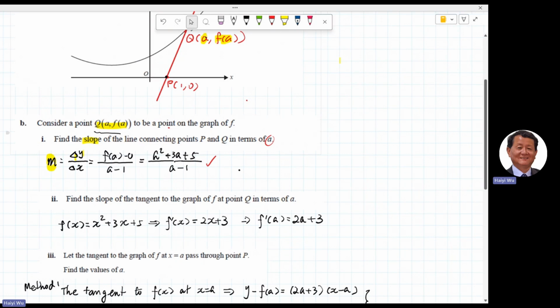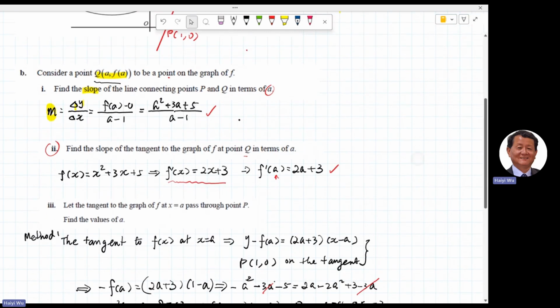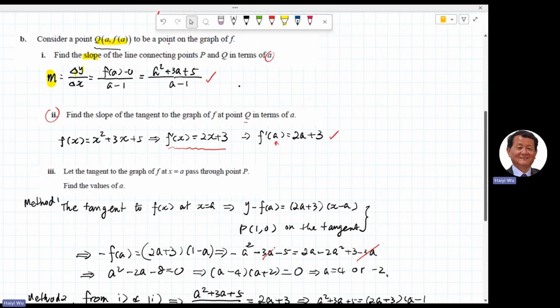Now question B2. We need to find the gradient of the tangent of the graph at P. We know the gradient of the tangent is given by the derivative of the function. So we differentiate the function, it becomes 2x plus 3, then plug a into it, so it's 2a plus 3. That's it. That's another simple question.